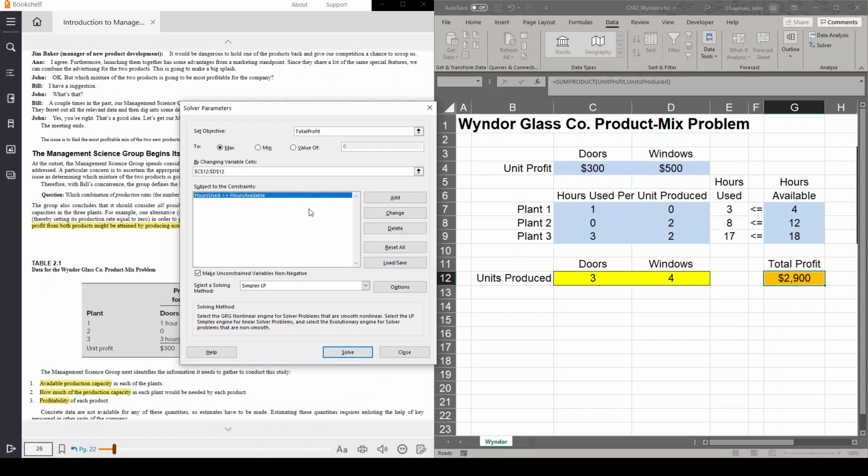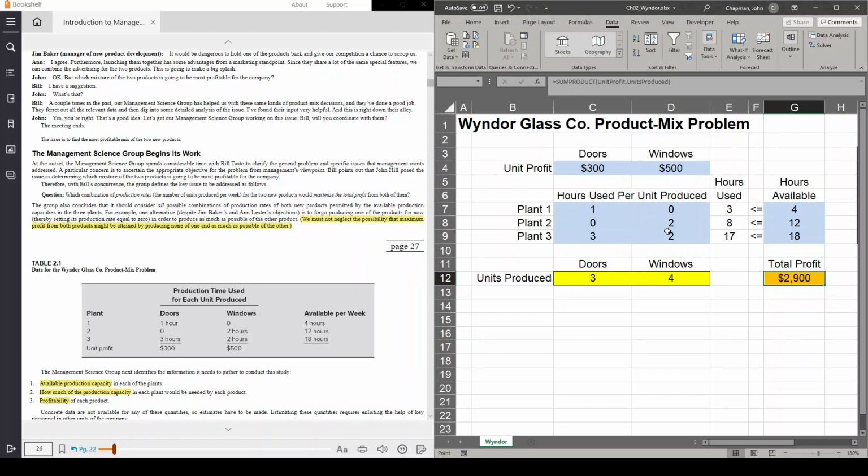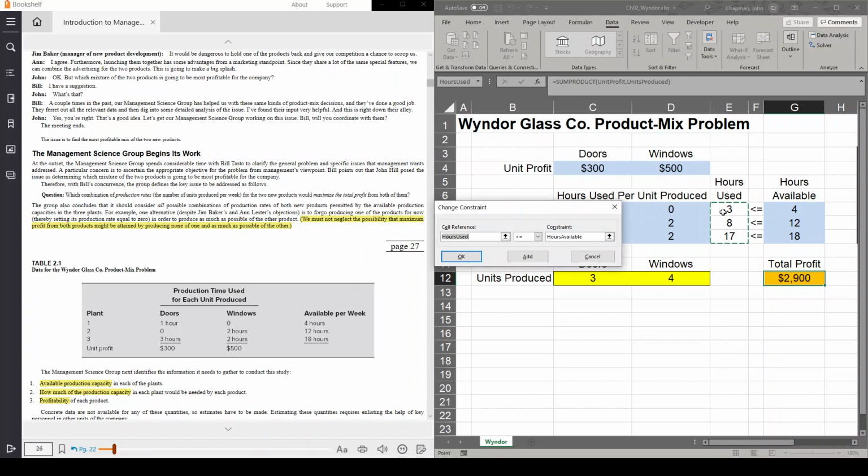And then finally, subject to constraints. I'm going to add a constraint if I don't have it. In this case, it's already here. I'm going to change it. What are my constraints? My constraints are I want these hours used. Notice how there's multiple cells selected here. Less than or equal to the hours available, which is also a named range right here. And Excel is smart enough that you can actually select more than one cell inside of these windows.